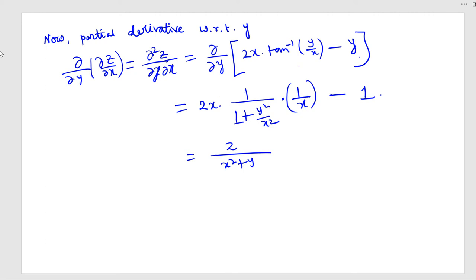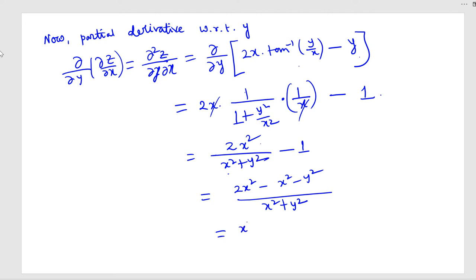So 1x will be cancelled, 2x square will be there. So this x and that x will be cancelled. So here we have 2 times x square by x square plus y square minus 1. Now if you simplify more, 2x square minus x square minus y square divided by x square plus y square. So this is nothing but x square minus y square by x square plus y square. So this is what we have to prove, del 2 z by del y del x.